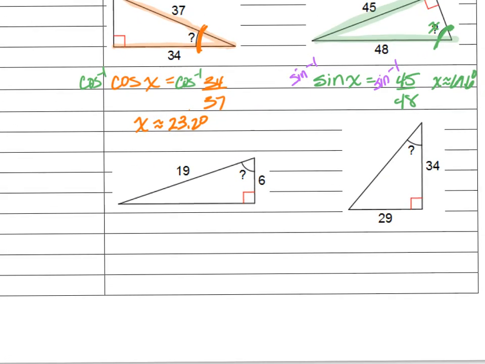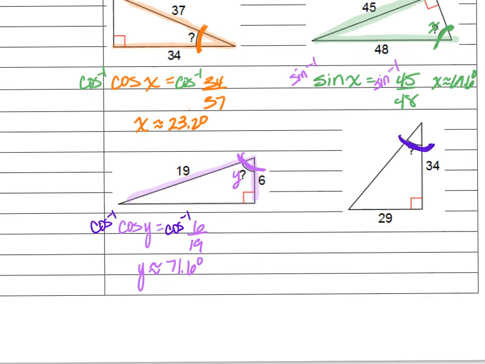Okay. So next one, here's my angle, and what sides have they given me? They've given me the side adjacent and the hypotenuse, so that's cosine. So cosine of, we'll call this one y. Cosine of y equals 6 over 19. So we've got cosine inverse. So y is approximately going to equal 71.6 degrees. Okay. And the next one, and the last one.